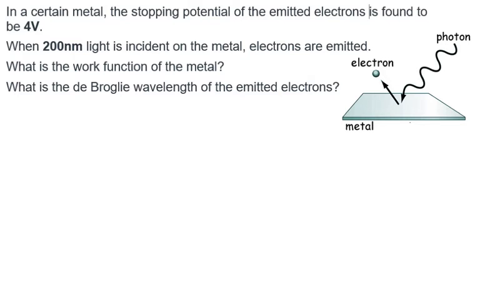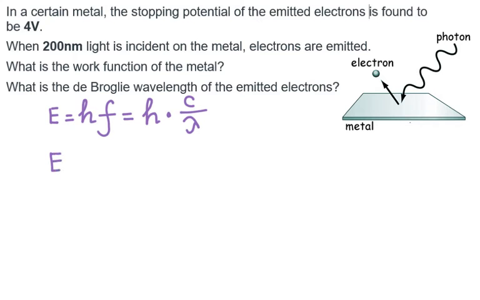So to find the energy of the photons, I have to use the formula where E is equal to Planck's constant times the frequency of the light that is incoming, or Planck's constant times the speed of light divided by the wavelength of those photons. And that one is given.